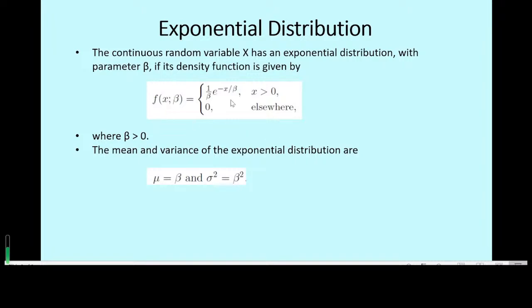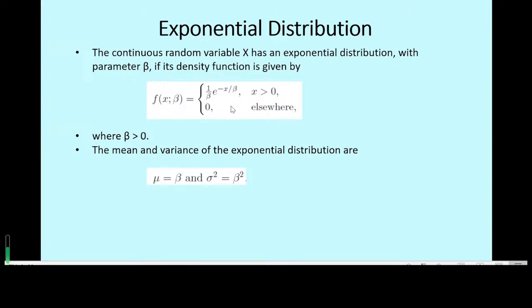So this is the exponential distribution's density function. There is a parameter called beta. Beta is the average time, or mean time in the long run, between two events in a Poisson process. So the function is 1 divided by beta times e to the power of minus x divided by beta.